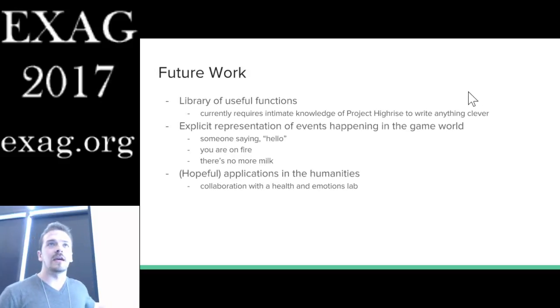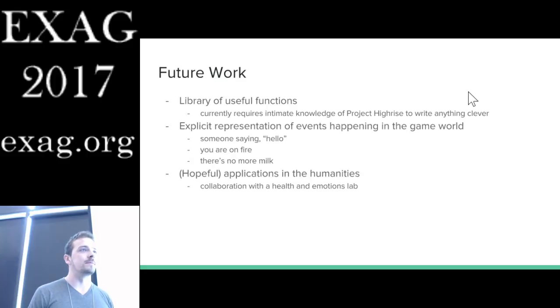And then hopefully applications in the humanities. There are a couple of labs at Northwestern that do CS plus psychology research, and they're very interested in the idea of, could we use this to quickly prototype broad models of the human psyche? And so hopefully that's a possible thing. But yeah, that's the system in 7 minutes. Hopefully that was helpful. That's all I've got.